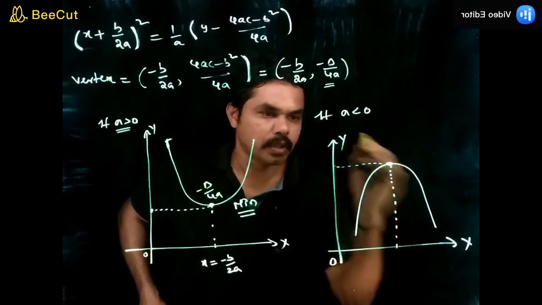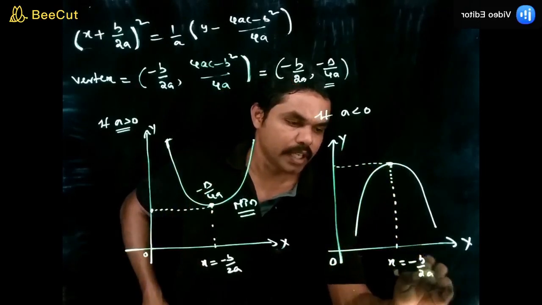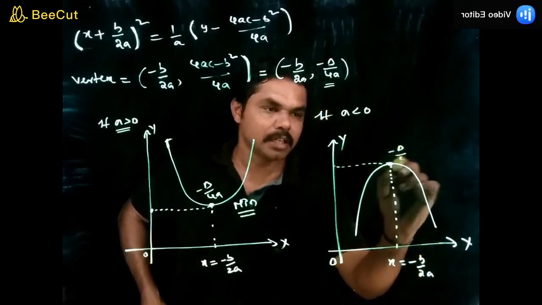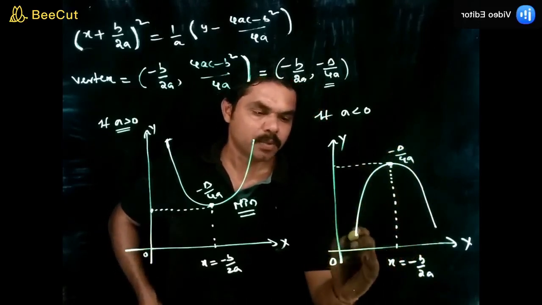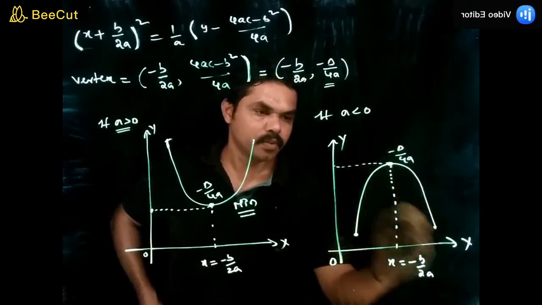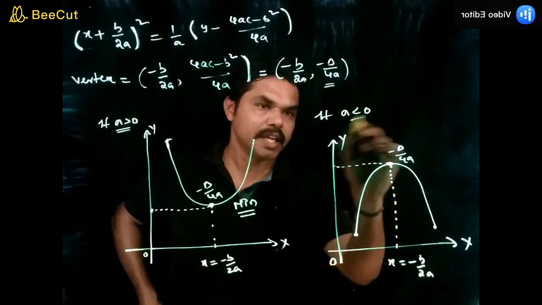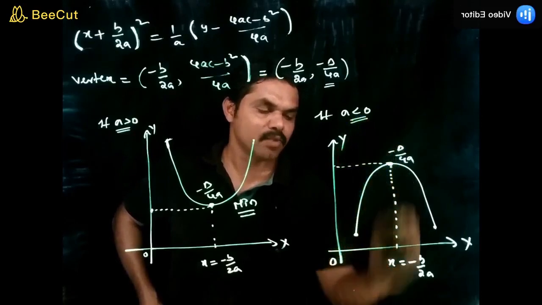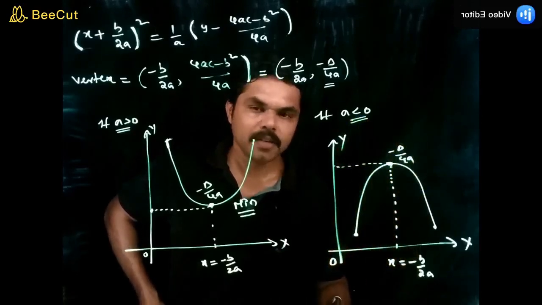So, right. This is x is equal to minus b by 2a, and this is the minus delta by 4a. It is very easy to understand. Compared to these positions, this is the top. Compared to these 2 points, this is the highest point. So when a is less than 0, you will get the maximum value of the parabola. That is also the same, minus delta by 4a.